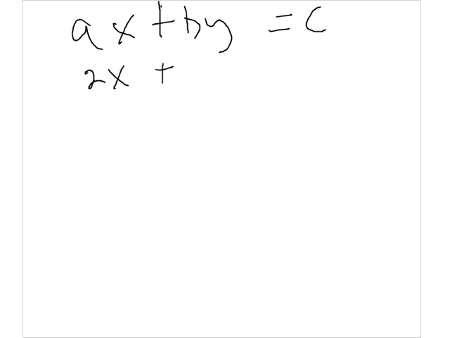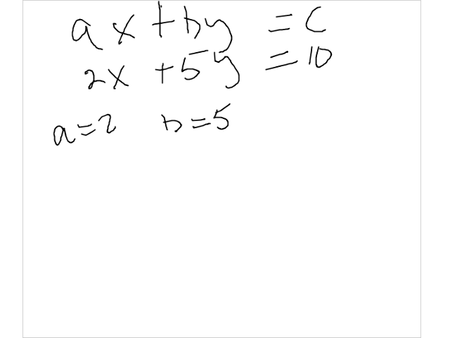The first thing they tell us is when we have an equation in the form of ax plus by is equal to c, that's something like maybe 2x plus 5y equals 10. They tell us that a, b, and c are real numbers, and we know what the real numbers are. In this case, a would equal 2, b would equal 5, and c stands for constant, and in this case would equal 10.